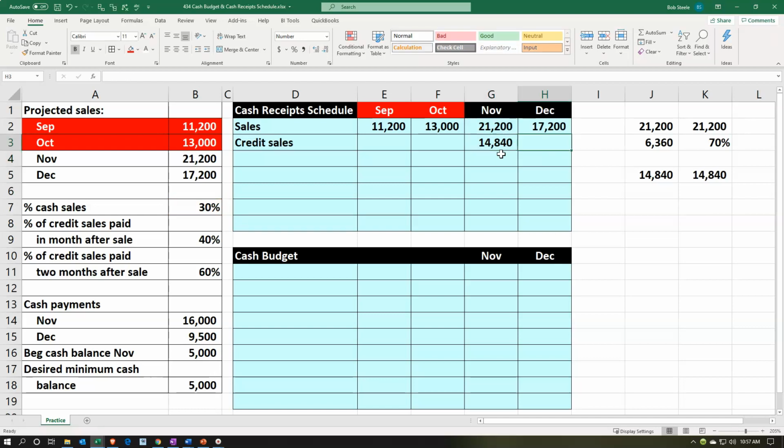So we can do the same thing over here in December. So I could say this is going to be equal this number times, and then brackets, 1 minus the 30%, which is going to be the 70. Close up the brackets, shift 0 and enter.